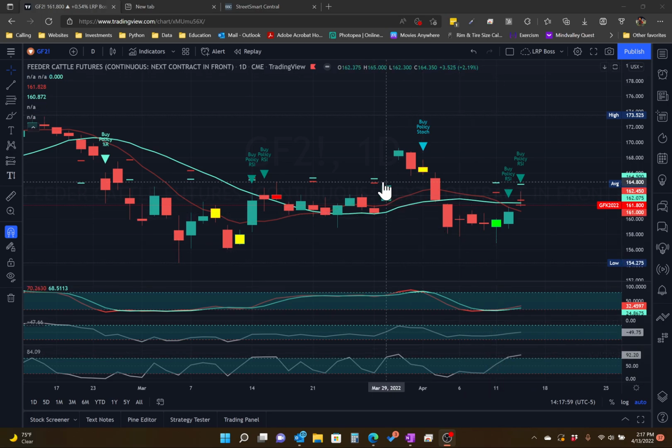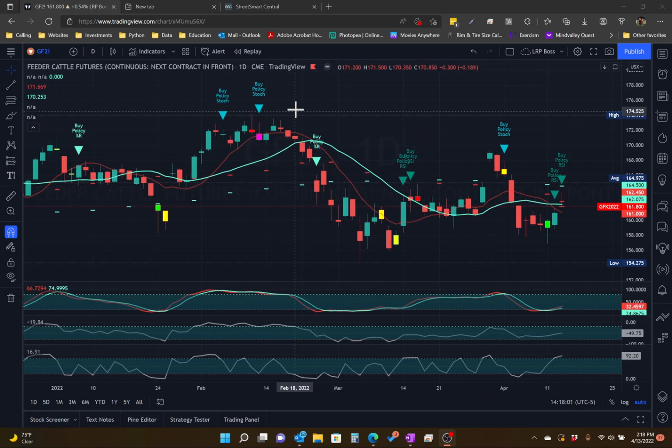So you can see that we've still got kind of a bearish slant to this market here. We're sloping down until we get above, if I was to draw a trend line from here to here, until we get above that trend line.